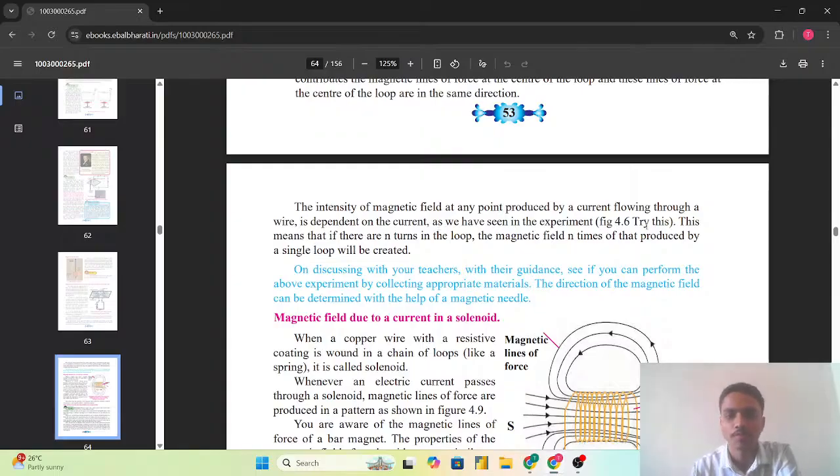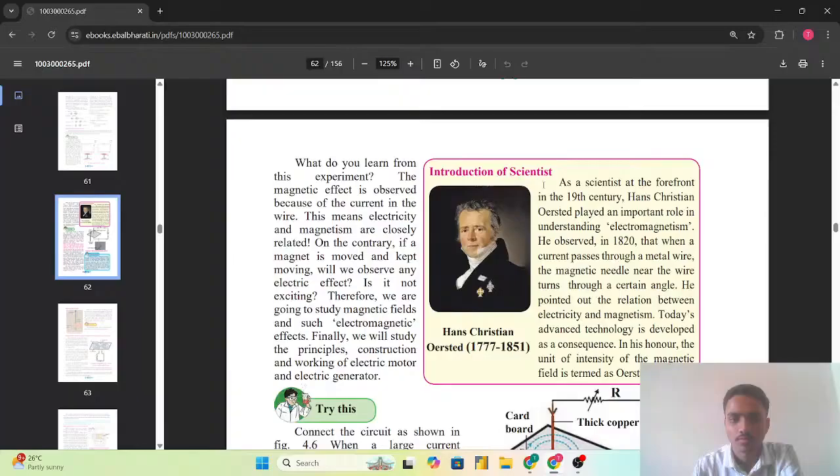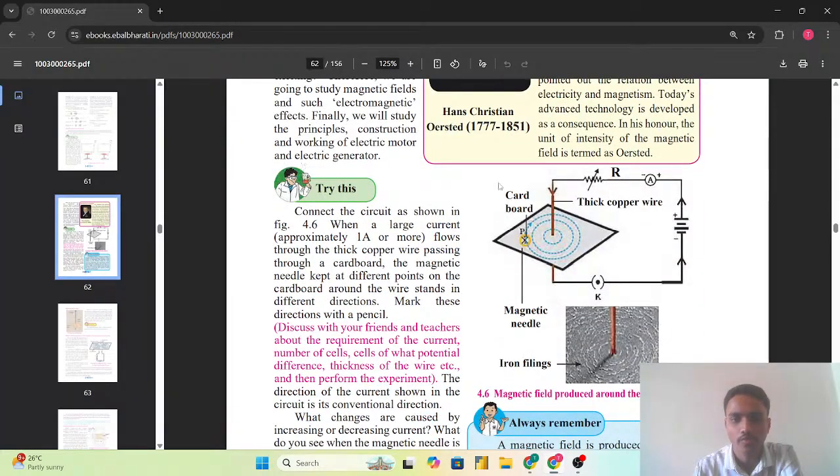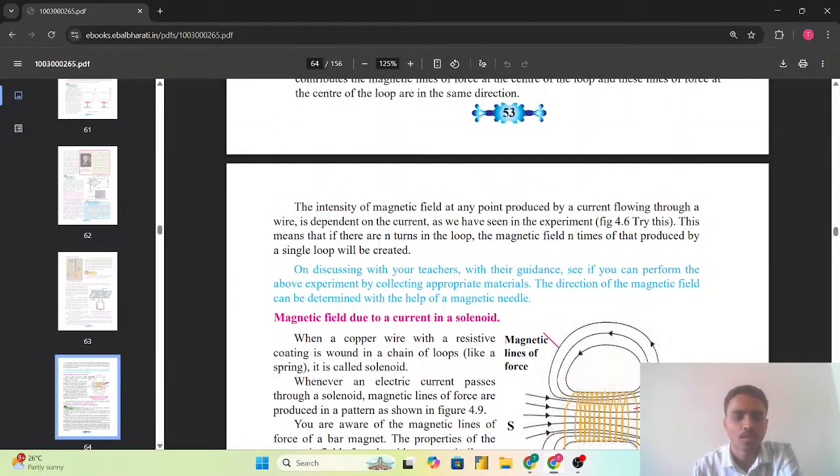As we have seen in experiment 4.6, the experiment basically states that only the intensity of the magnetic field changes. This means that if there are n turns in the loop, a magnetic field n times that produced by a single loop will be created.